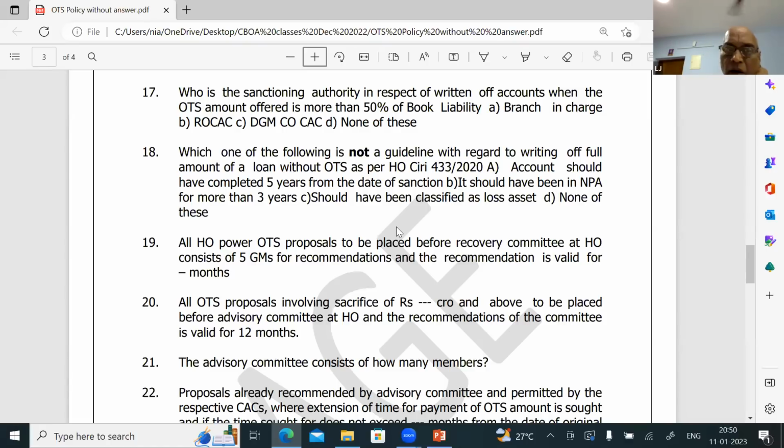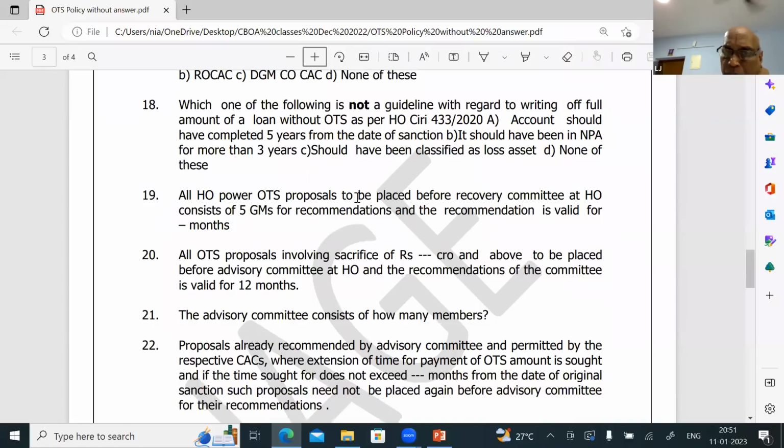Question number 19. All HO power account OTS proposals to be placed before the recovery committee at HO consisting of 5 GMs for recommendations, and the recommendation is valid for how many months? Friends, I have not told you about the GM's recovery committee. I told you about the advisory committee. So advisory committee, 1 crore and above sacrifice is there, all proposals they will see.